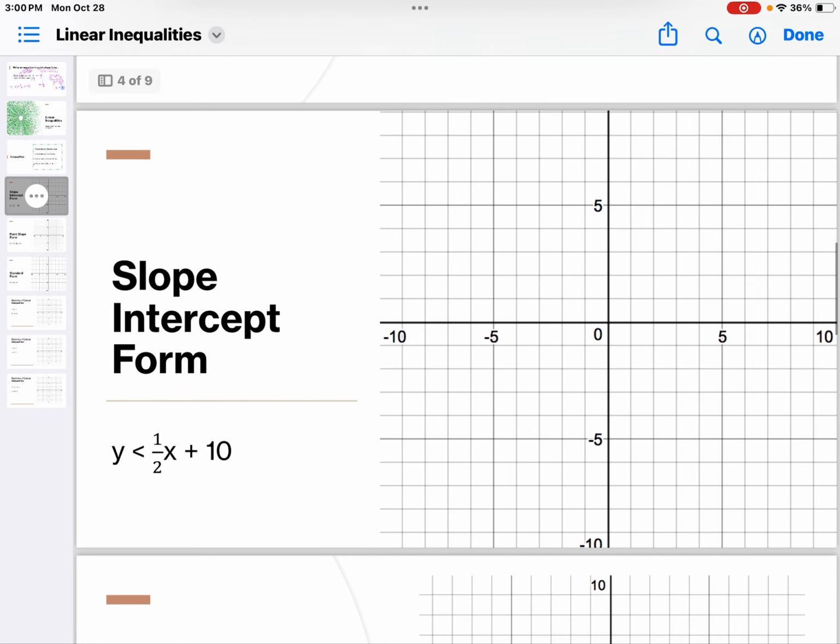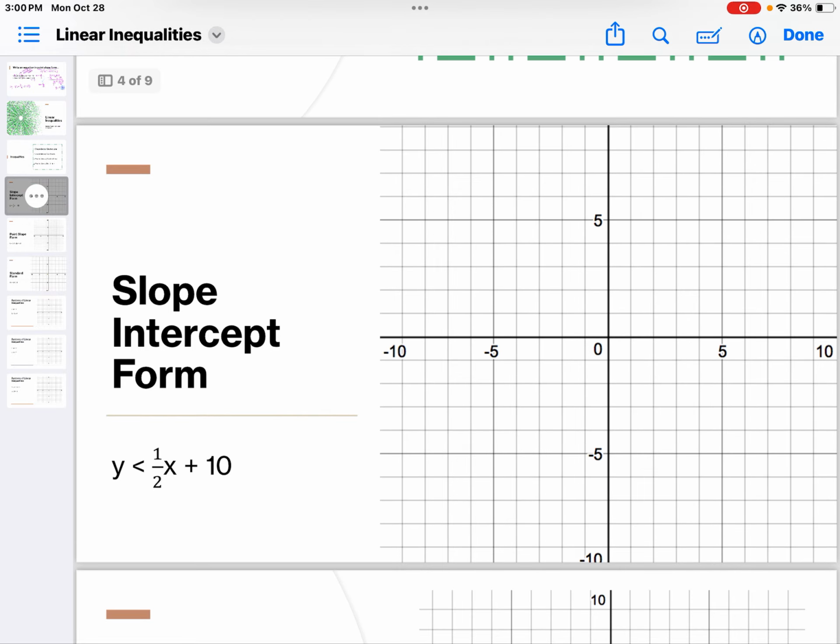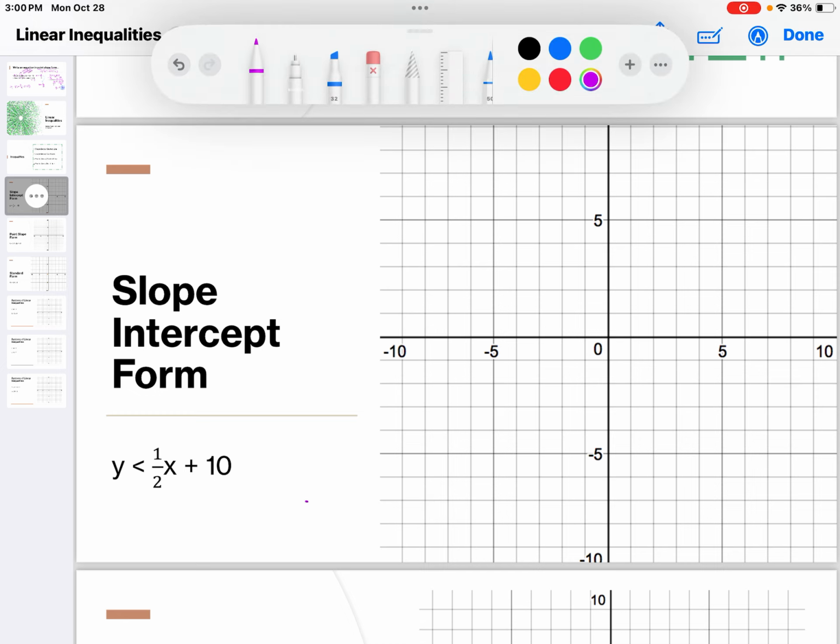So let me tell you what I mean. Here's our first example. Y is less than 1/2 x plus 10. Let's start off by saying, okay, this is a less than symbol. According to my rules, I'm going to shade below the line, and this is going to be a dashed line.